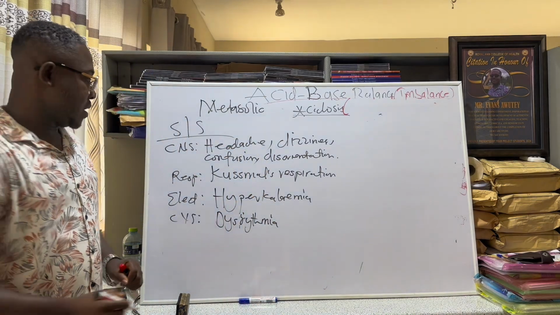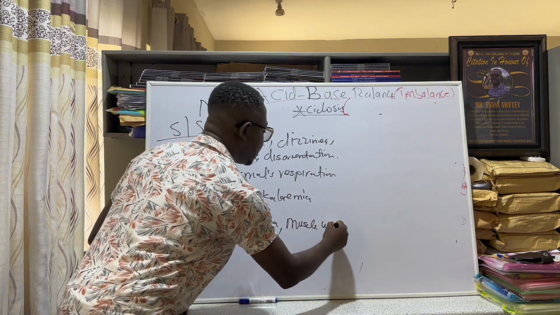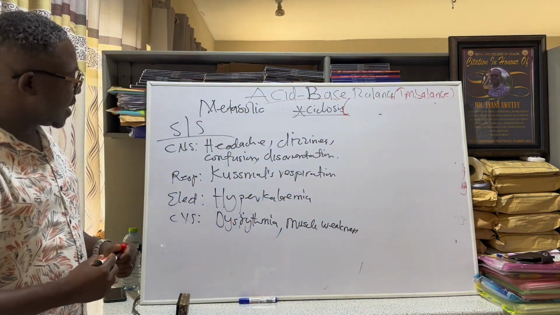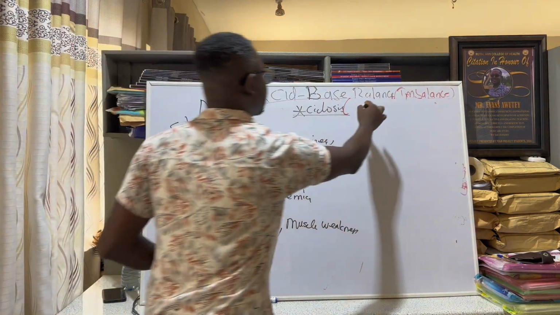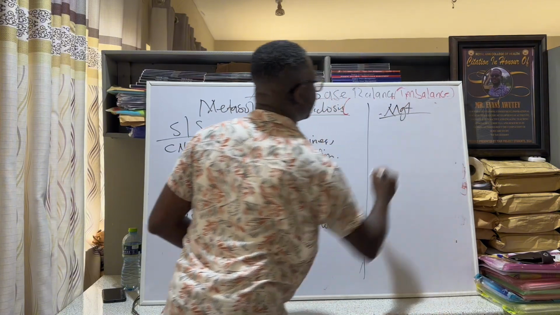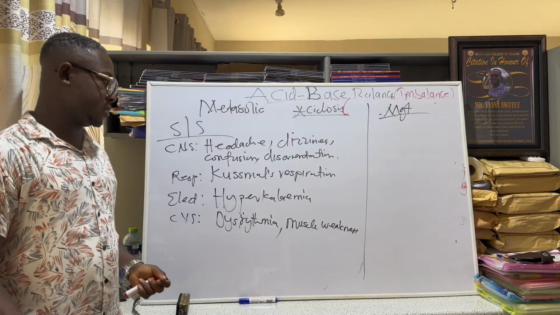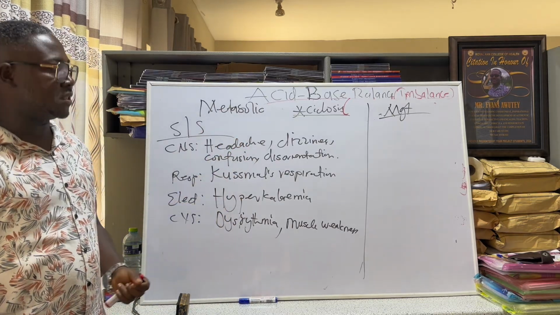Dysrhythmia. Then can also lead to muscle weakness, just like the respiratory acidosis also. Now, so how do we manage this condition? A patient with metabolic acidosis who is having all this clinical manifestation.